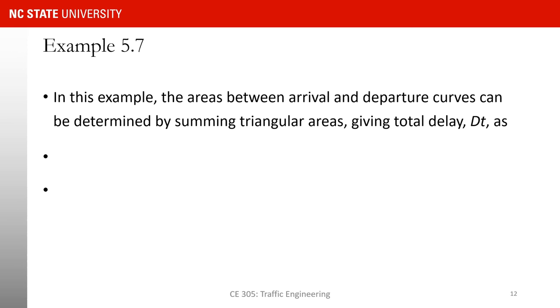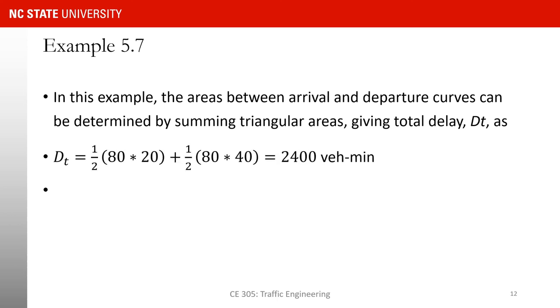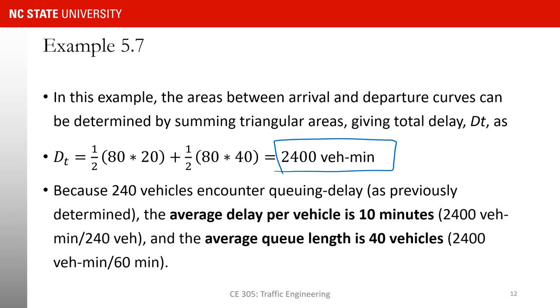So the areas between arrival and departure can be determined by summing triangular areas. And if you want to do that, we have a D_T that is half of 80 into 20 plus half of 80 into 40. That is going to give us a total delay of 240 vehicles per minute. So if you want to find out what is the average delay, you just need to divide this by total number of vehicles, which is 240. So that means that the average delay is 10 minutes.